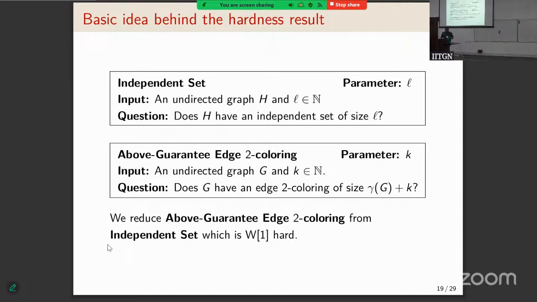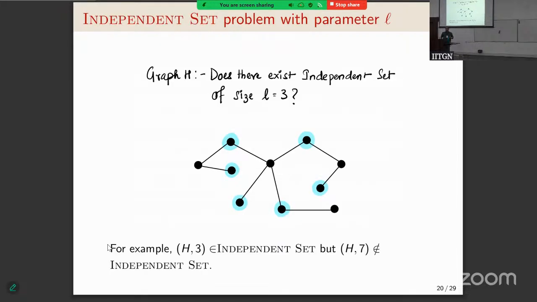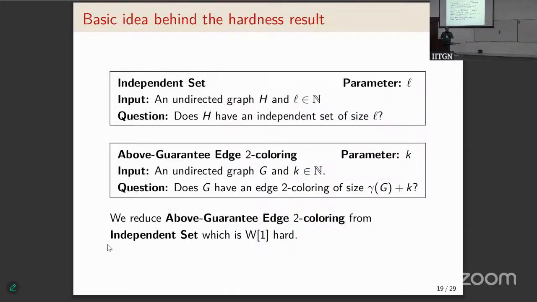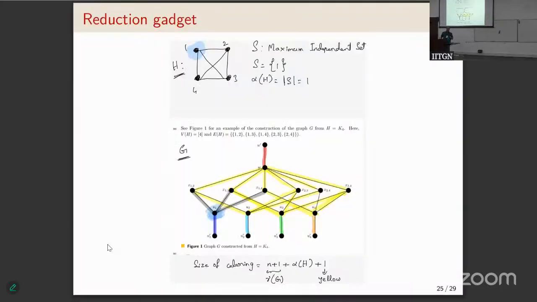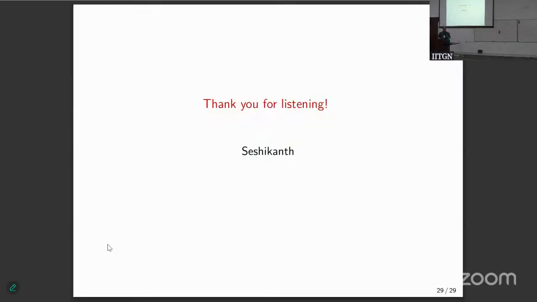We reduce to our coloring problem in polynomial time using this gadget. I think everyone must know the independent set problem: given a graph, does there exist an independent set of size l? So basically we reduce from independent set, which is W[1]-hard, using a polynomial gadget to our problem and show that it is W[1]-hard. If you want the reduction details, feel free to discuss with me offline. Thank you for listening. Any questions, please ask.